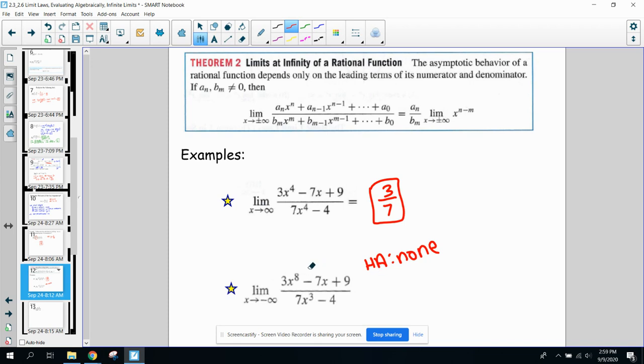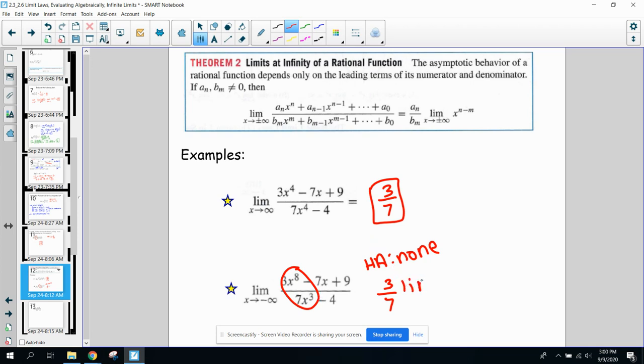So again, we're going to look at basically the first terms, but we're going to use that rule from the other slide of dividing by the highest exponent in the denominator. So the highest exponent here is x to the third. So if I were to divide this, I'm going to have 3/7. I'm just going to take out that constant. And I have x to the 8th over x to the third. That's going to be x to the 5th.